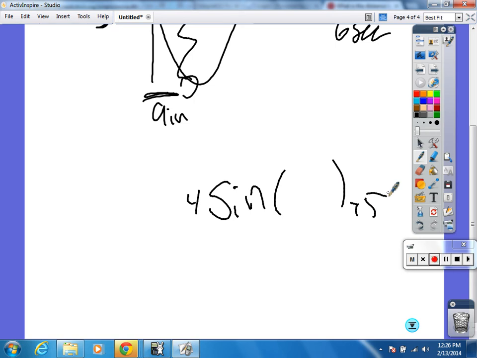How long is our period? How long did it take it to get all the way back to where we wanted it to be after its maximum and minimum displacement? 6 seconds. What's our normal period? 2 pi.